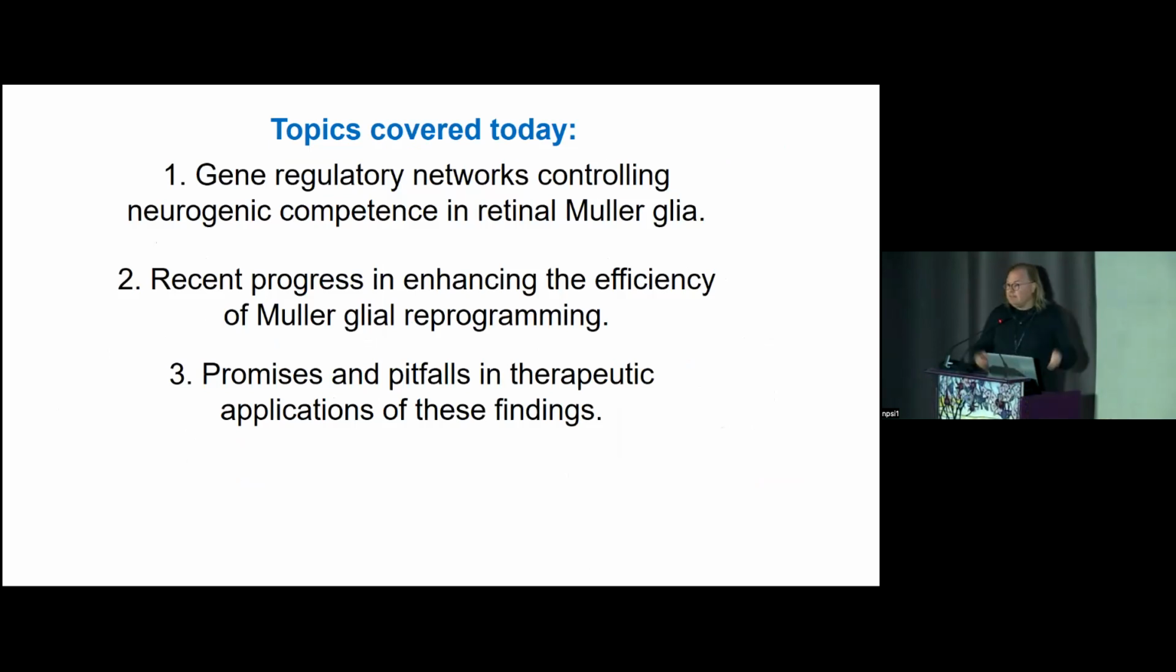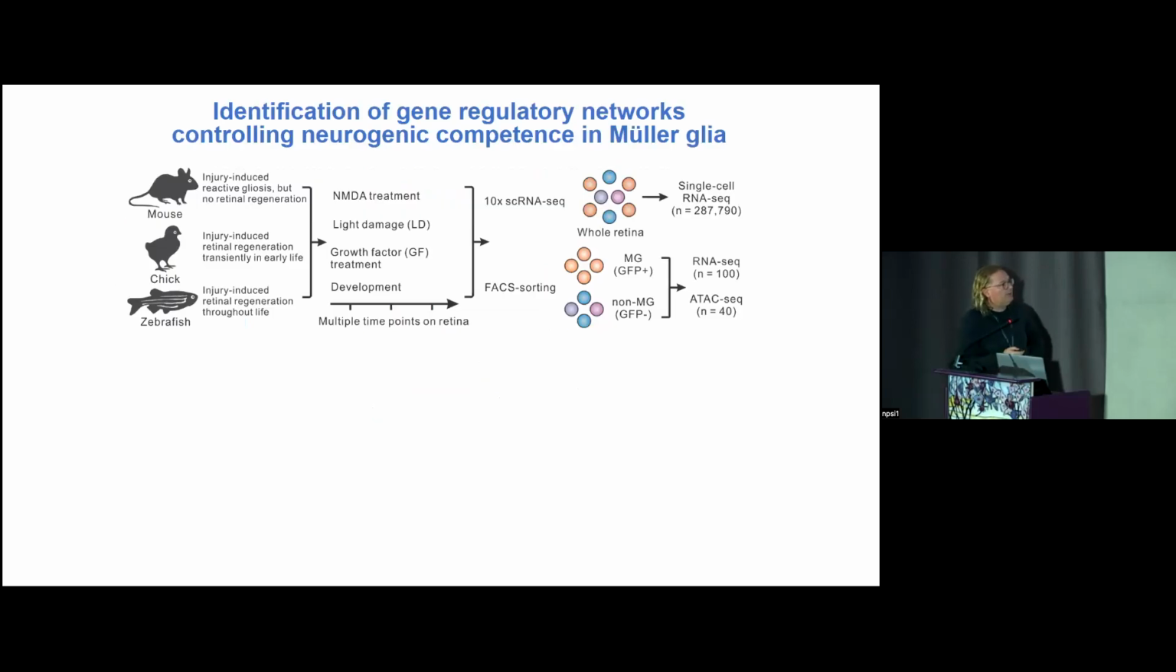So what I'm going to tell you about is first, published studies where we have used this approach to identify gene regulatory networks that are activated following injury in both regeneration competent and incompetent species. I'll then present unpublished data that shows how we have taken this further and identified additional components of the network. And then finally, I want to discuss some of the potential promises and pitfalls in applying these findings to induce regeneration and glial reprogramming in vivo. So first, the published work.